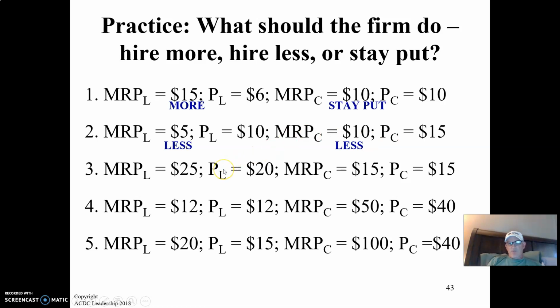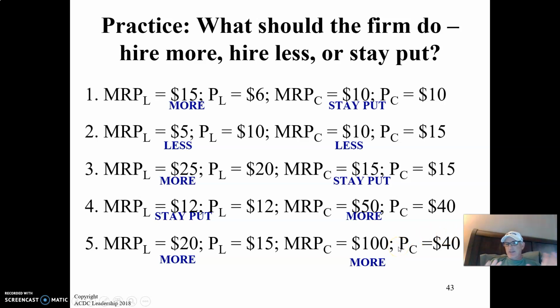Okay? Now we should be clicking along. Here we're going to hire more. Here we're going to stay put because these things here are equal. This is capital, by the way. It just hit me. Labor and capital. 12 and 12, we're going to stay put. 50 and 40, we're going to hire more because we're getting more revenue than what it cost us. And here we're going to hire more because we're getting more revenue than what it cost us. And here we're going to hire more because it gives us more revenue than what it costs us.